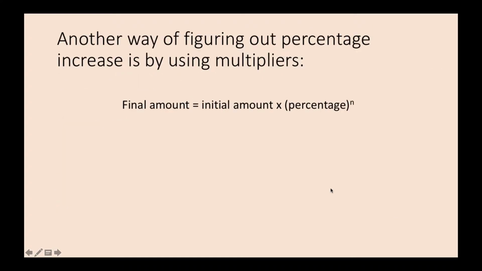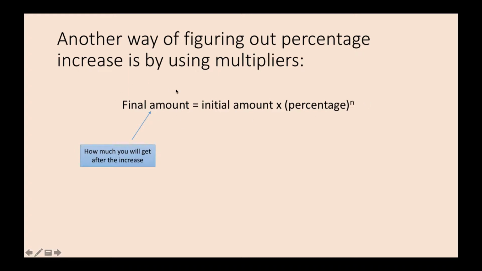Okay, so another way of figuring out percentages is to use a multiplier. Now, you might have to use this kind of formula when being asked to work out how much money you would make over a period of years. So your final amount equals your initial amount times the percentage to the power of n. And it looks quite complicated, but the final amount is basically how much you will get in the end.